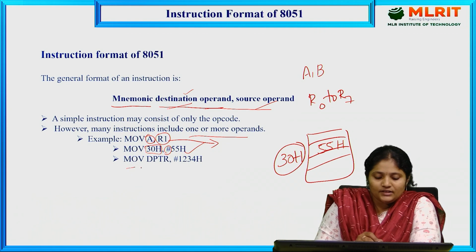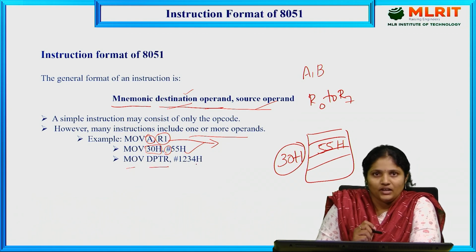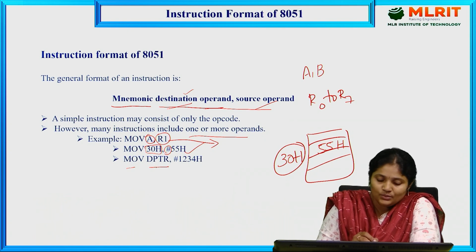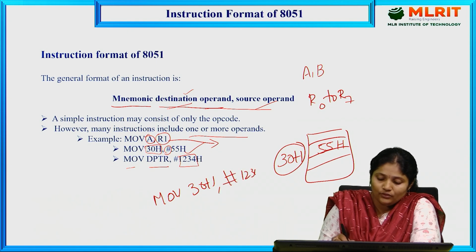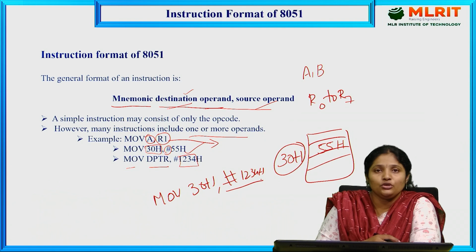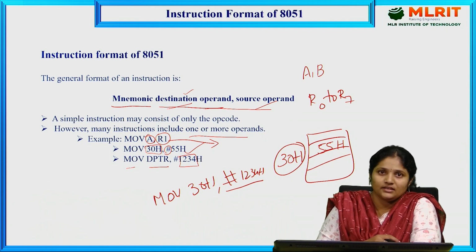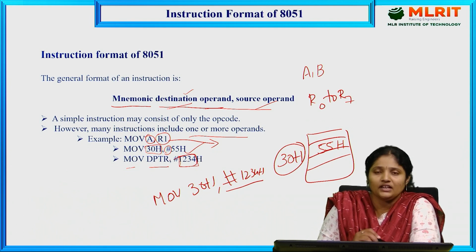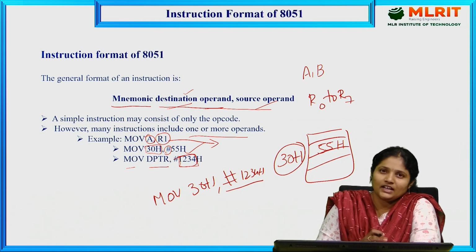Now the next one is MOV DPTR comma hash 1234H. As you all know, the data pointer is a 16-bit register. That's why 16-bit data is used to copy to the DPTR. A memory location can hold only 8 bits, but if we write something like 1234H, that won't fit, because the two operands should match in size. Here DPTR is a 16-bit register, that's why I'm using 16-bit immediate data. So this 16-bit immediate data can be moved to the DPTR.